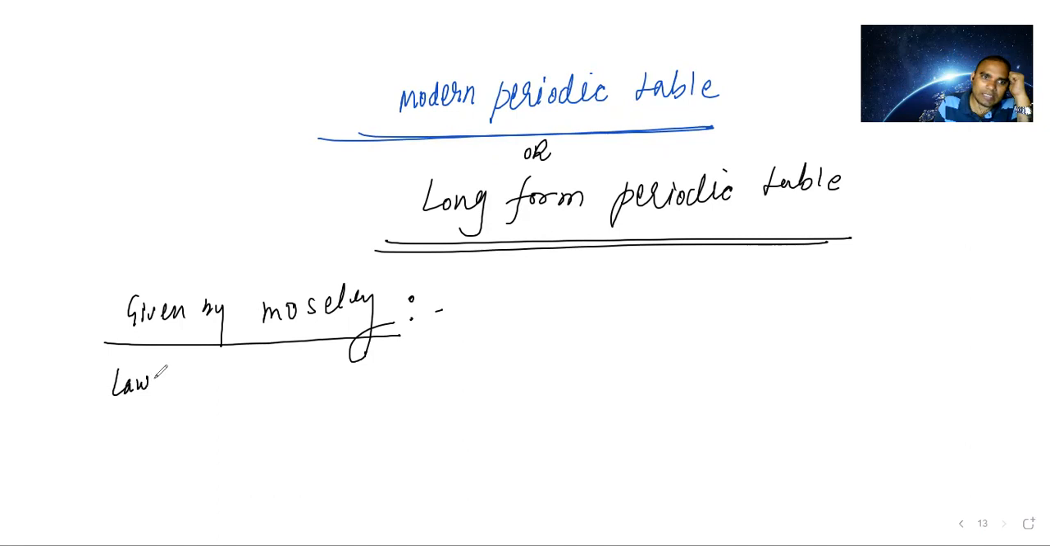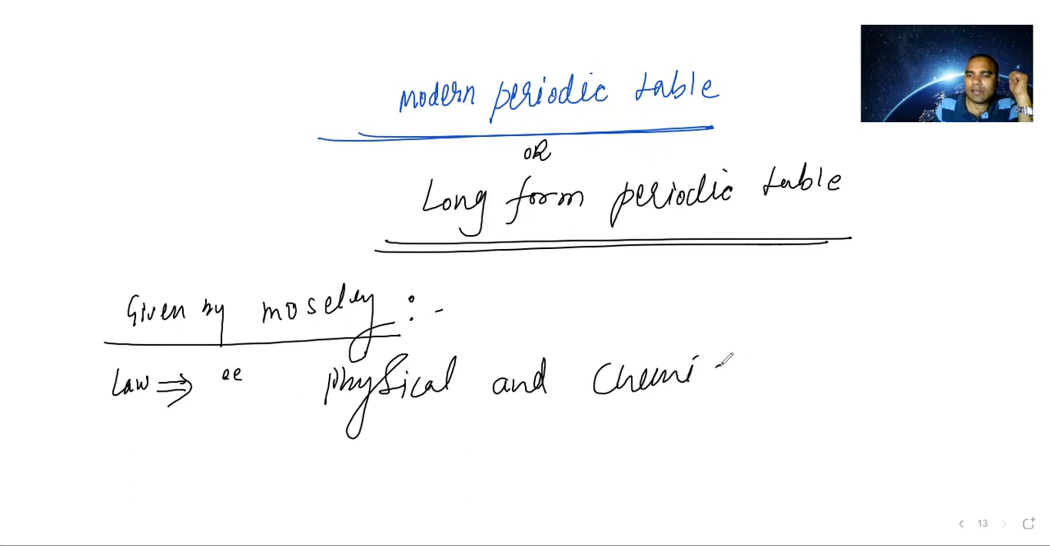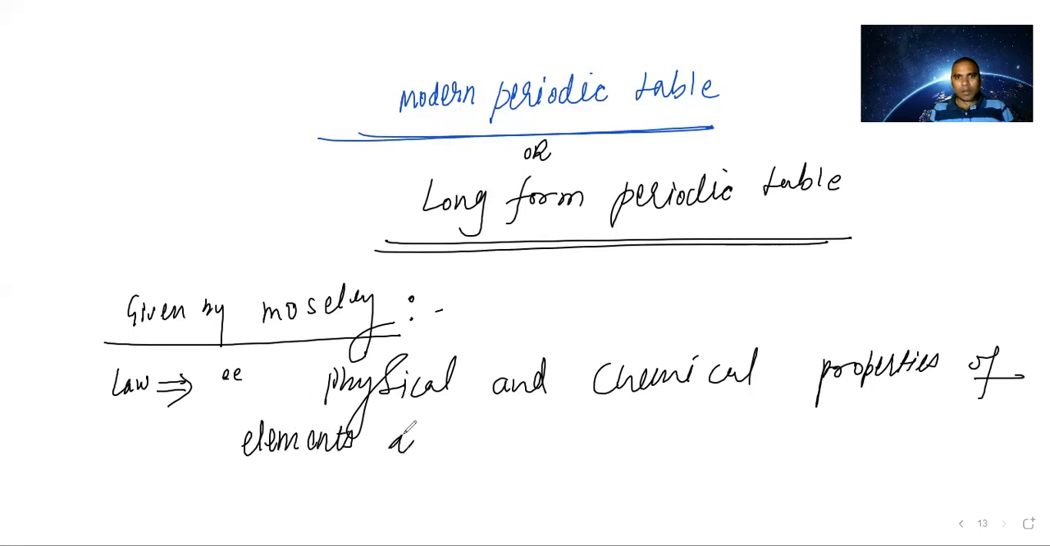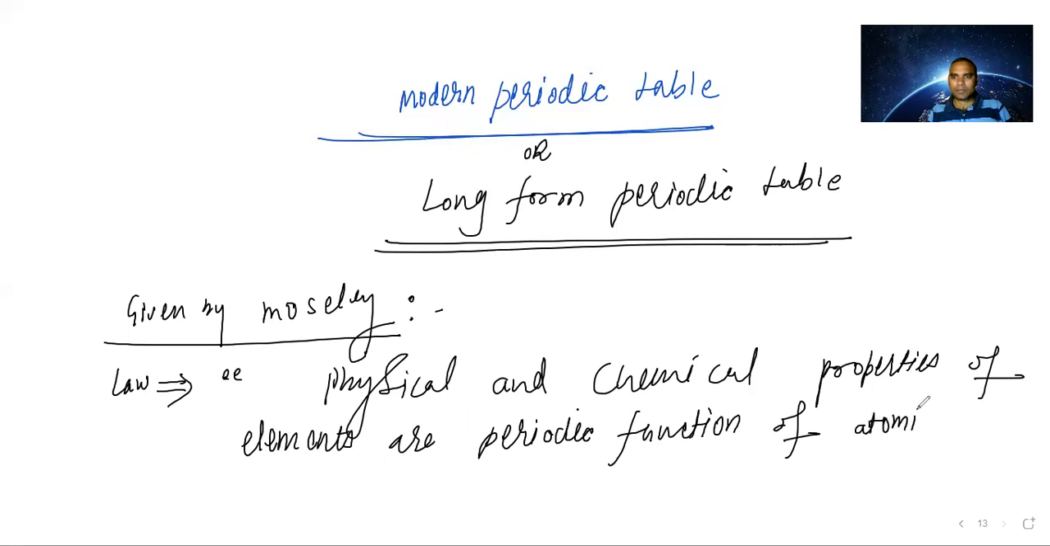What is the law? Physical and chemical properties of elements are periodic function of atomic number. Now see, this has been changed.